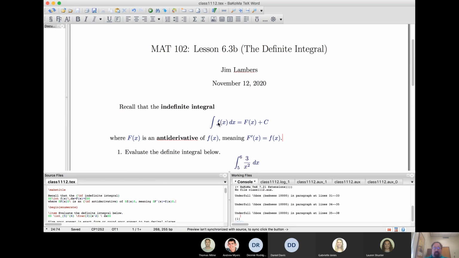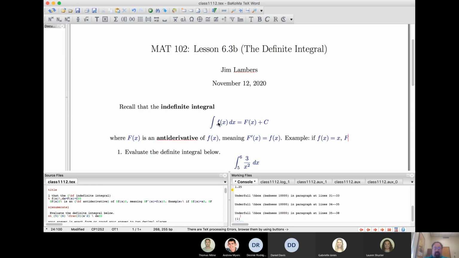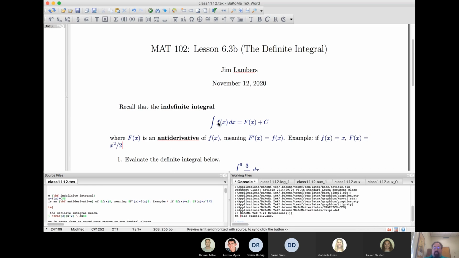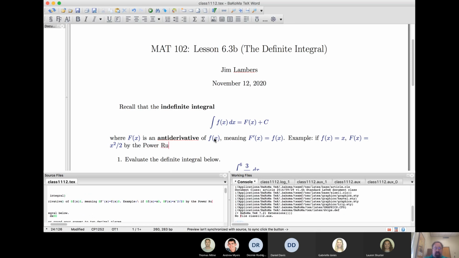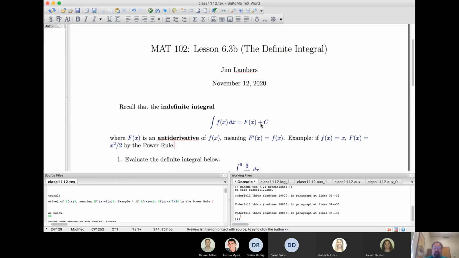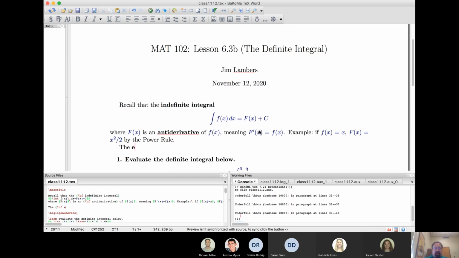So for example, if f of x is x, big F is x squared over 2 by power rule. And then for an indefinite integral, like in the previous lesson, don't forget to add on this plus c as an arbitrary constant.